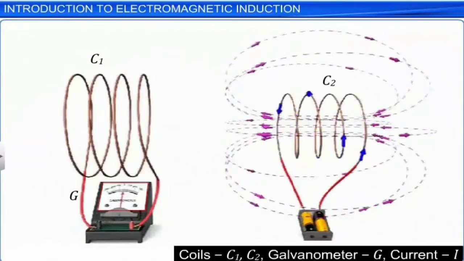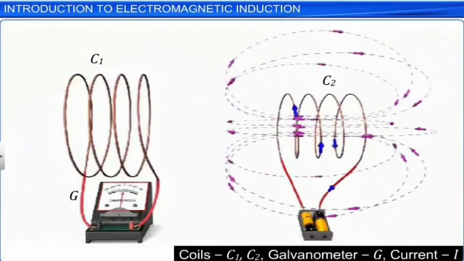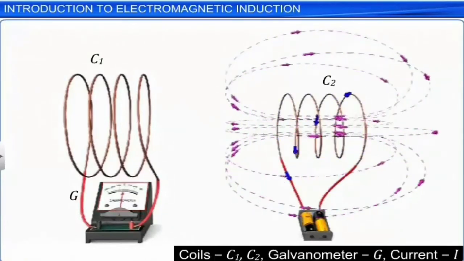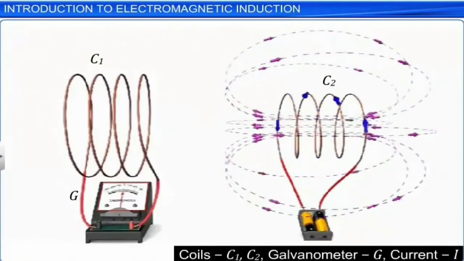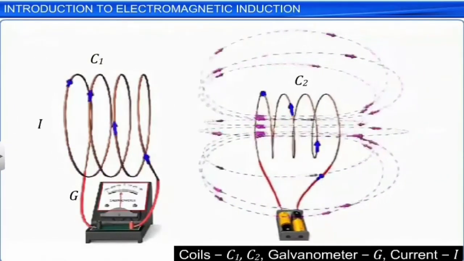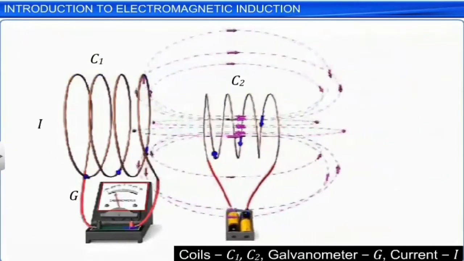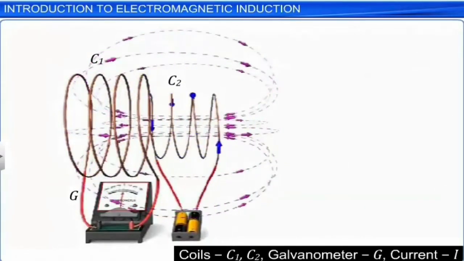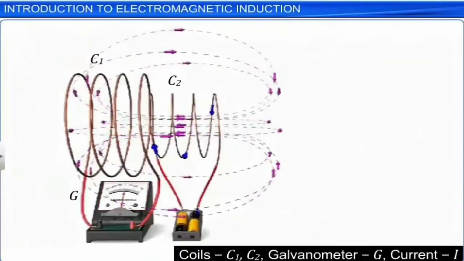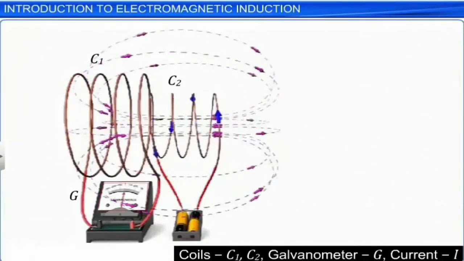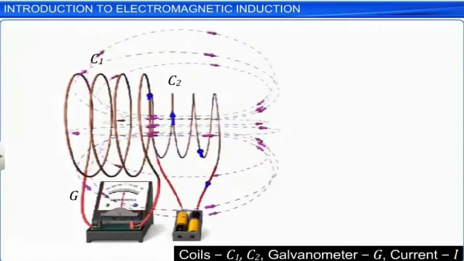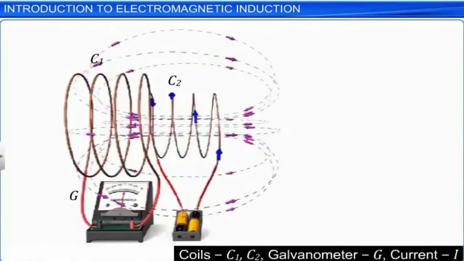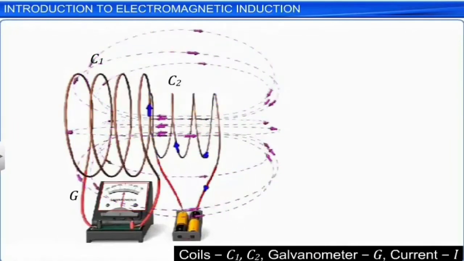In the next stage of the experiment, Faraday kept C1 stationary and moved C2 towards C1. So when the coil C2 was moved towards C1, he could see a deflection towards left. And when it is stationary, again there was no deflection in the galvanometer. When the coil C2 was moved away from the coil C1, the galvanometer showed a deflection towards right side.